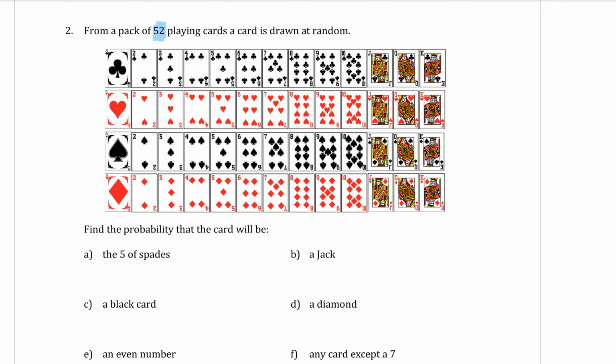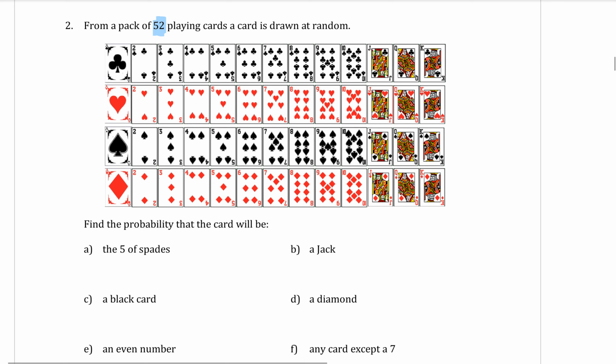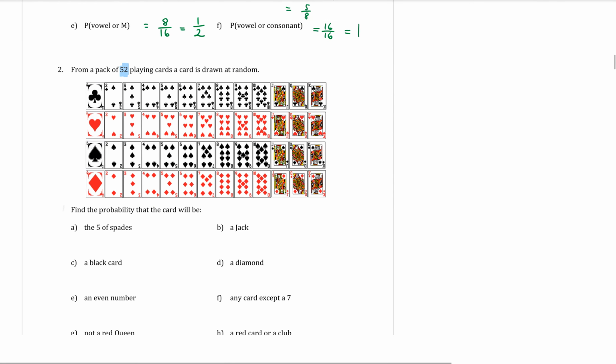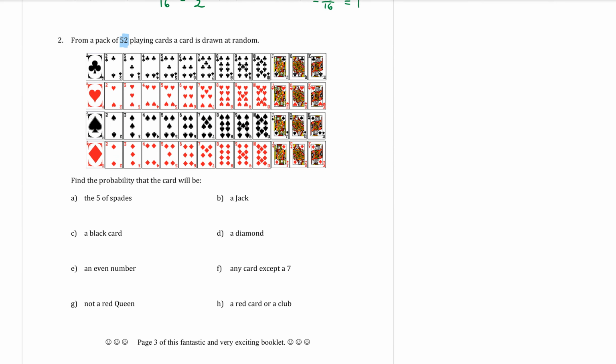So doing some probability questions. Question 2A says, find the probability that the card will be the 5 of spades. So looking through my picture there, the spades is the 3rd row down, and it's that one there that I've highlighted in pink. There is only one card that is what we call the 5 of spades. So that means it's a probability of 1 out of 52 because there's 52 cards in our deck.